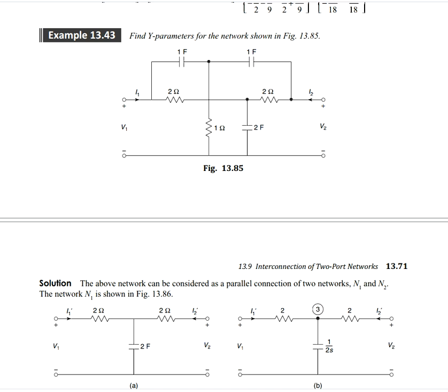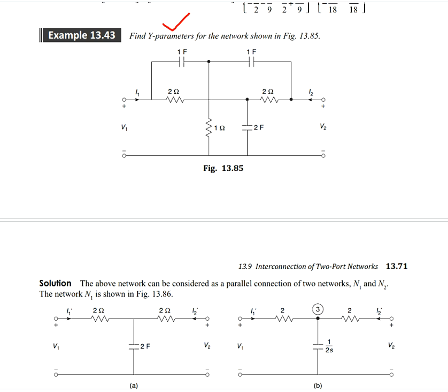In this lecture, we will try to solve one problem based on the connections of two-port networks. So, this problem is given where you have to determine the y parameters of the given network. If you don't think about the connections of two-port networks, it will be very tough to solve this problem because there will be several nodes, several loops if you consider mesh equations, and if you consider nodal equations, we will have several nodes.